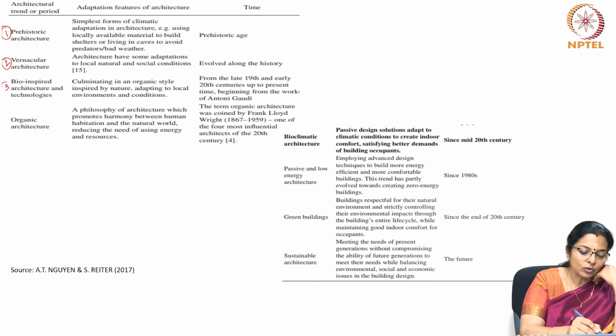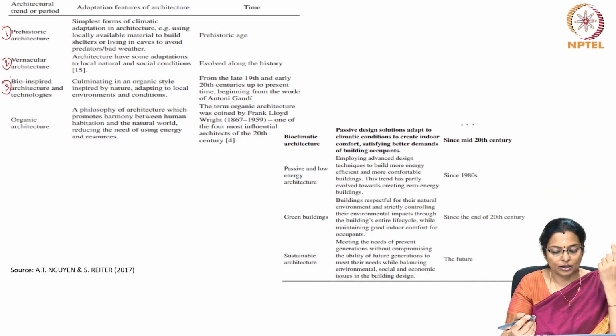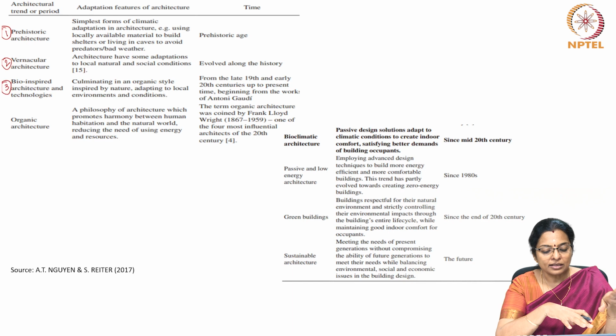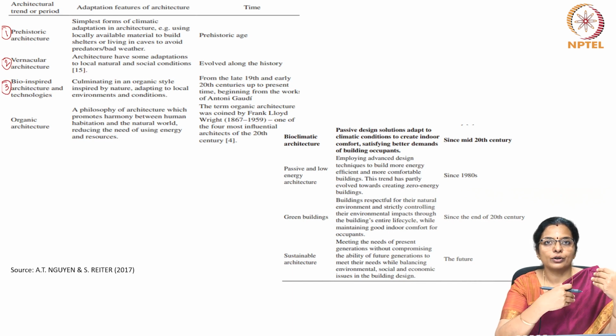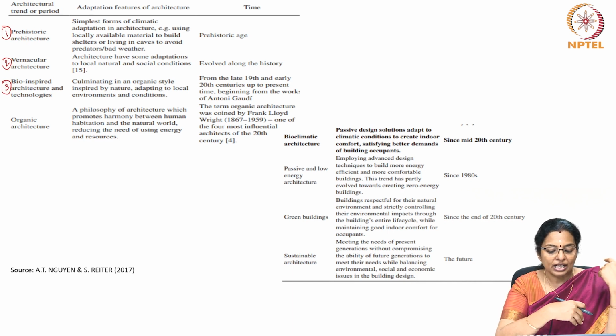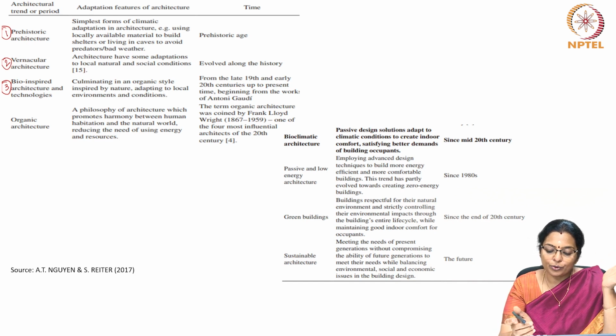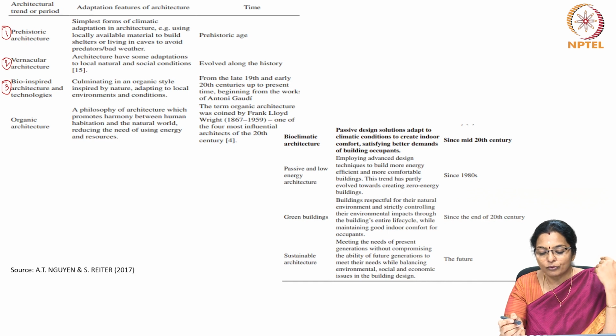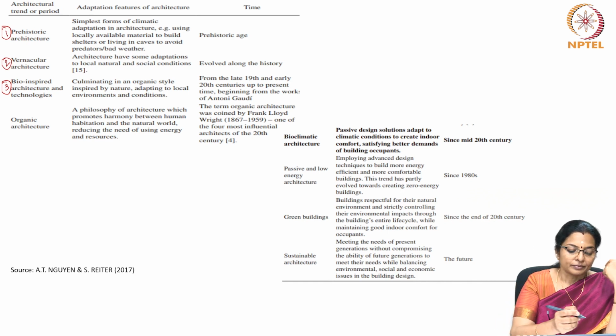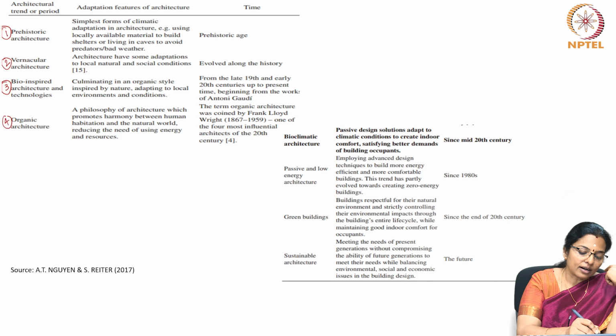Third is bio-inspired architecture and technologies. So, in this process, there was some kind of exploration which culminated in an organic style of architecture, which is inspired by nature and adapts to local environment and conditions. Now, this happened during the late 19th and early 20th century up to the present time, from the beginning of Antonio Gaudi's work. Then fourth is organic architecture.